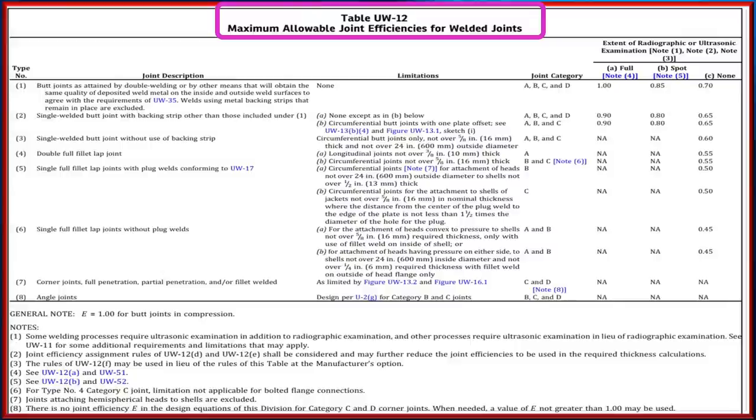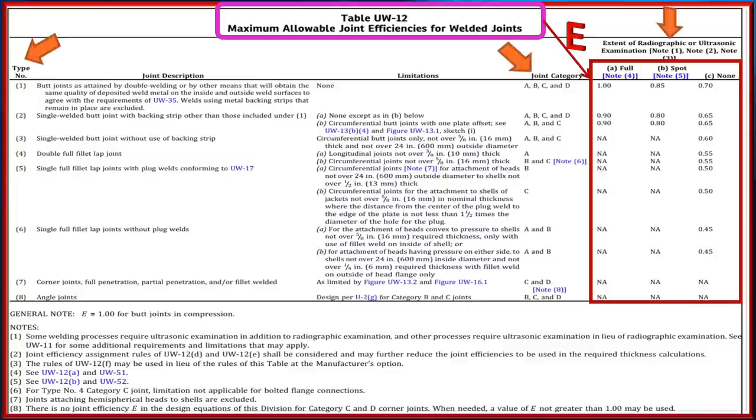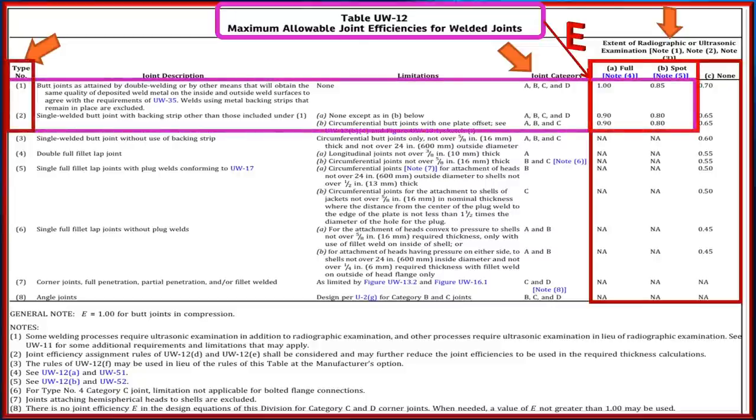Table UW-12, Maximum allowable joint efficiencies for welded joints. To determine the joint efficiency E for welded joints as per Table UW-12, you must know the joint type number, joint category, and extent of radiographic or ultrasonic examination: full, spot, or none. Only types 1 and 2 butt joints may be radiographed in order to improve efficiency.